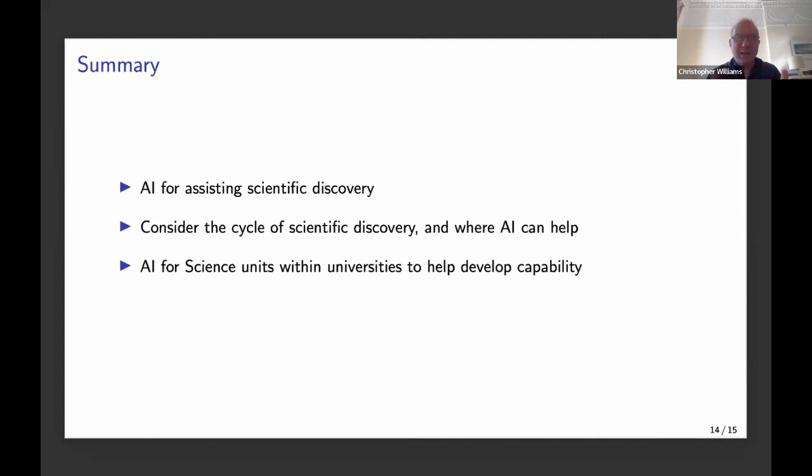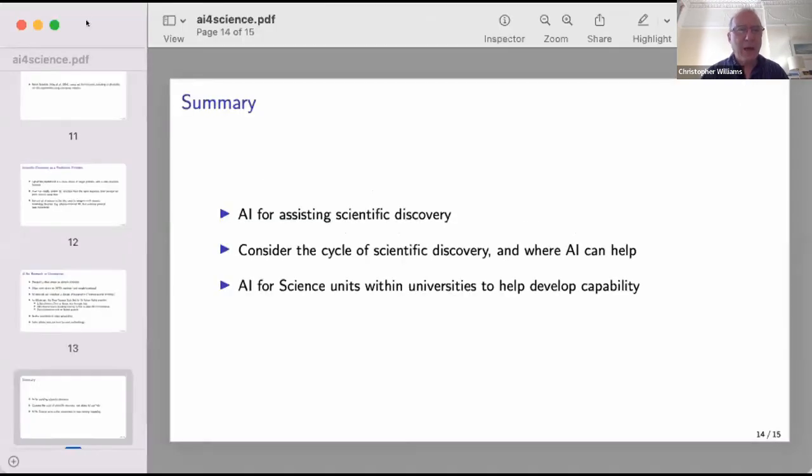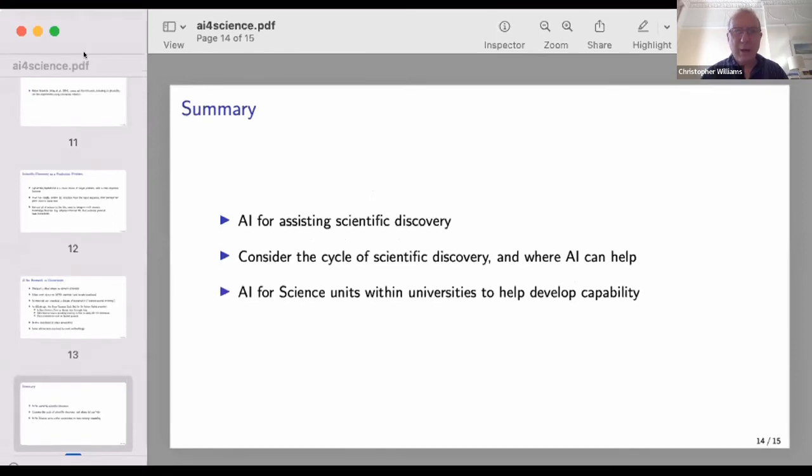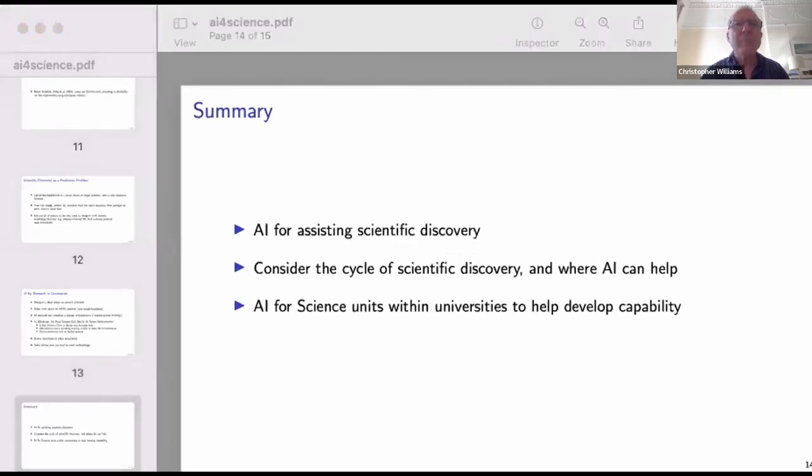And I guess perhaps I've tried to talk about the cycle of scientific discovery, and to think about where AI can help in that. And I've also just mentioned how to promote this kind of work within universities. Well, one way to promote that, I'd be interested to hear how things are being done in Glasgow. Okay, so let me stop this set of slides here and move on to the other part of my talk.